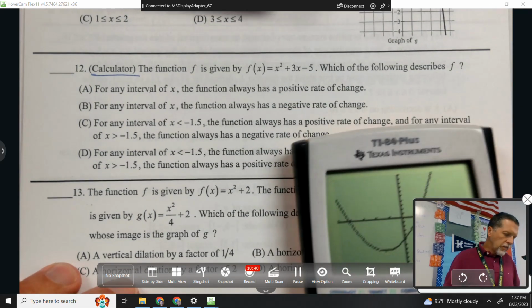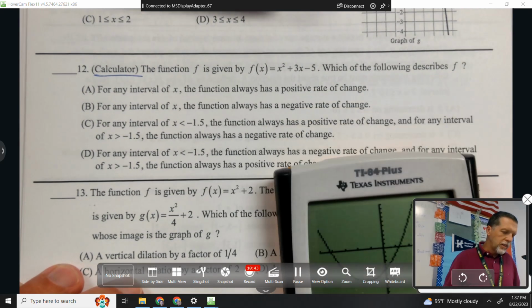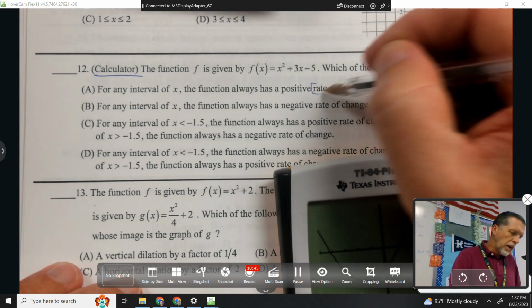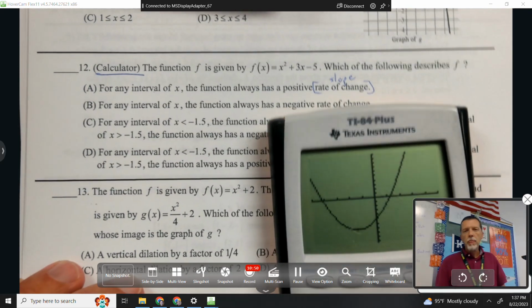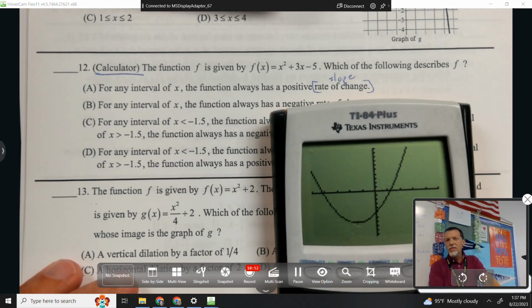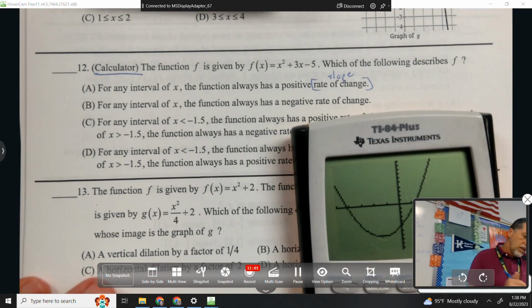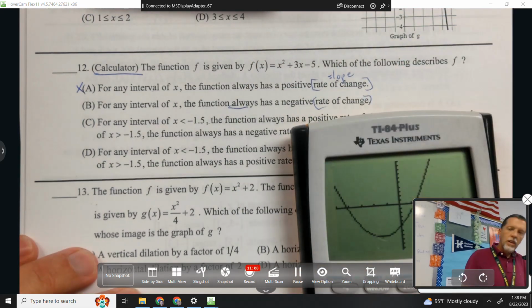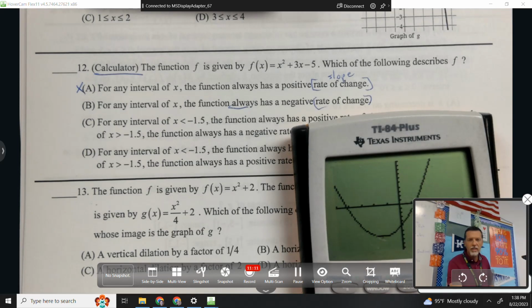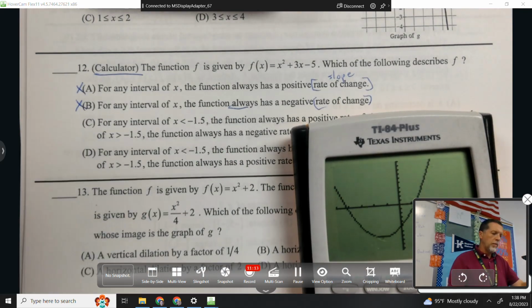For any interval of x, the function always has a positive, remember, rate of change. It's fancy talk for slope. For any interval that always has a positive rate of change, yes or no? No. I mean, it does have some intervals, but not always. So no. Part B, kind of the same thing. Always has a negative slope. No. I mean, it's decreasing over here, but then it's increasing, so B is out as well.